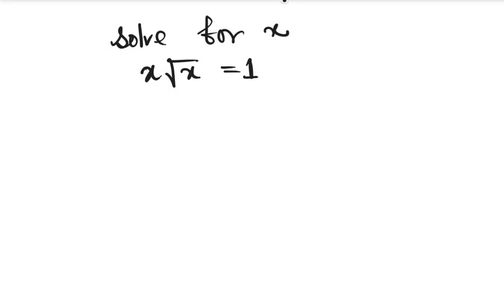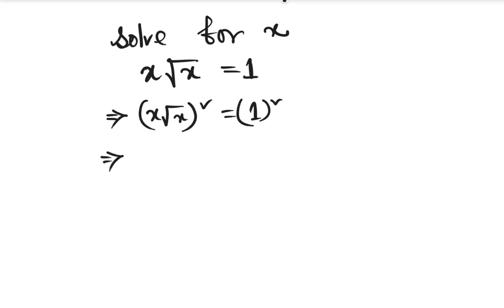In this problem, we have to solve the basic equation x times the square root of x equals 1. We have to understand the very basic idea of algebra. So what we can do is square both sides: (x times the square root of x) whole squared equals 1 squared.